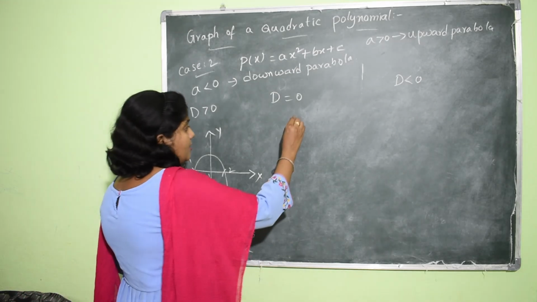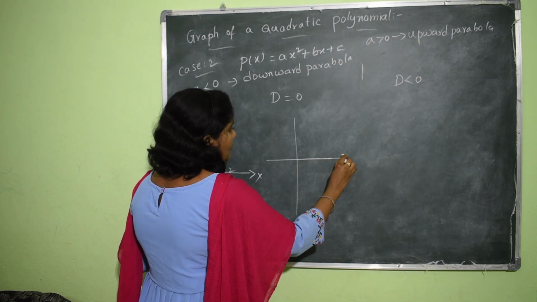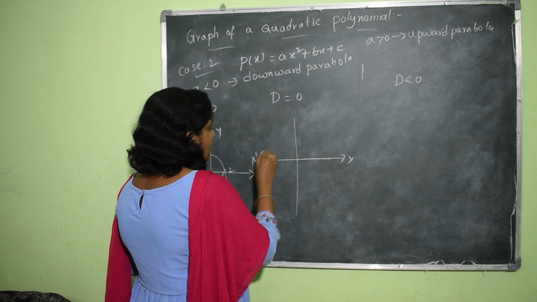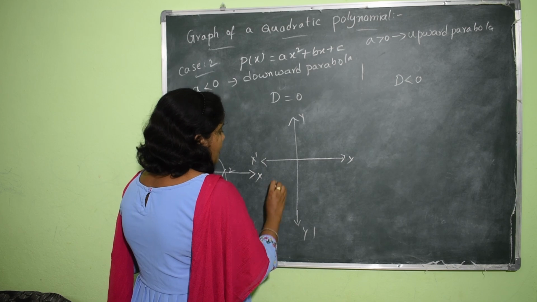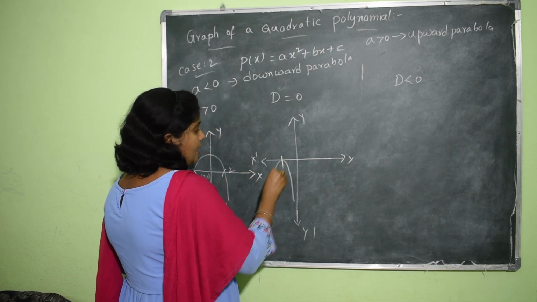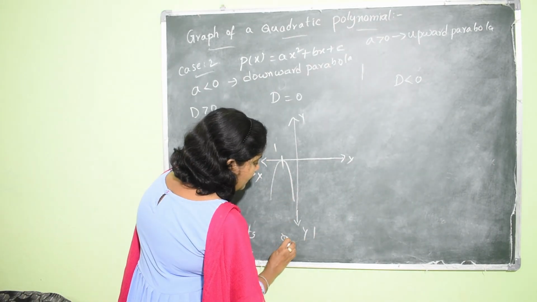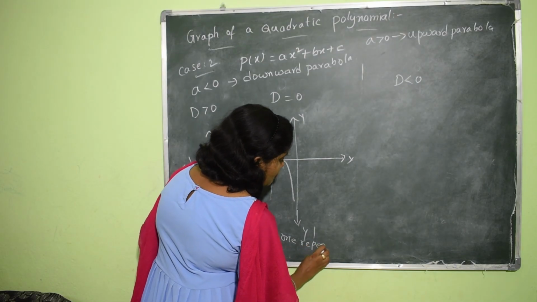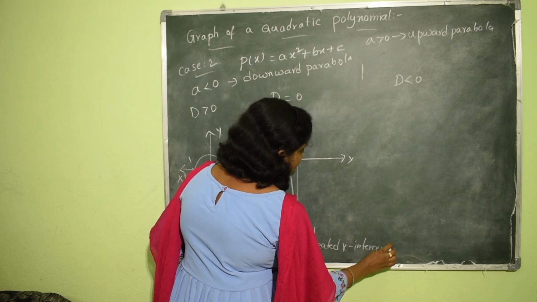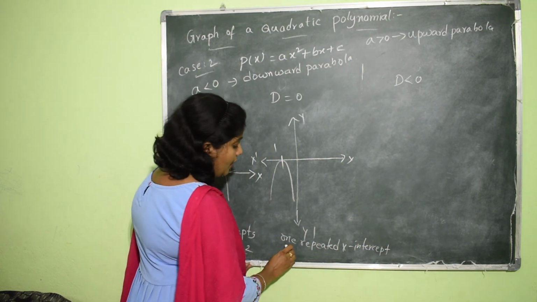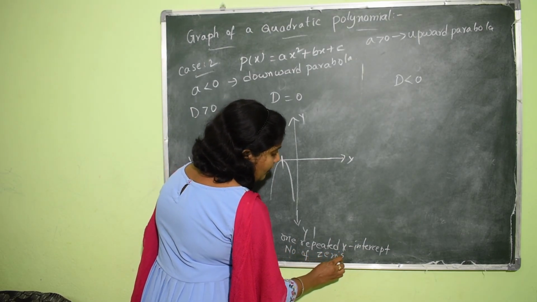Now let's discuss the second condition, that is d equal to 0. x-axis, x dash, y dash. Here the graph will come like this. Here also it is intersecting the x-axis at one place. So here we get one repeated x-intercept, so the number of zeros is 1. How many zeros here? 1. So the number of x-intercepts is the answer for the number of zeros, that is 1.